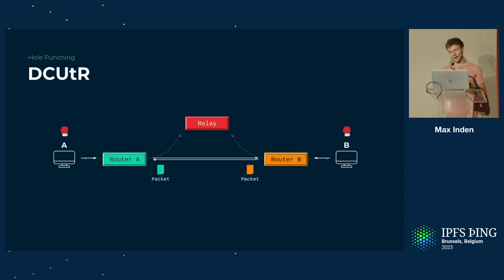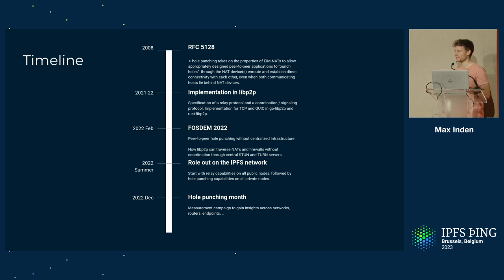So then the packets are sent out at the same time, they traverse somewhere in the internet, they make it to the other side, and ta-da, they make it through the routers, and this way we actually achieved a hole punch. Okay, cool. So that's how we do hole punching in libp2p.